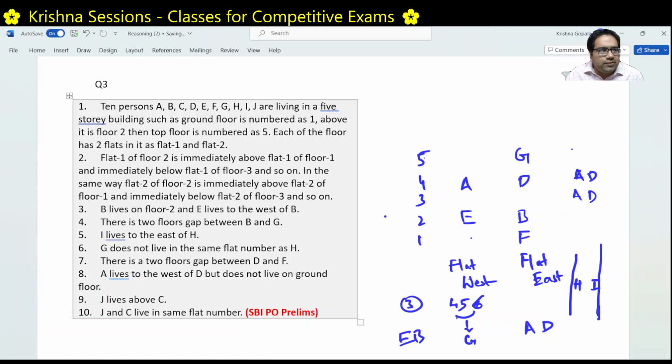Right. So this is what we are saying. We are taking conditions 7 and 8. With the 7 and 8 conditions we have derived where A is, where D is, and where F is. Because there has to be a two floor gap, A and D cannot sit on the third floor. If they sit on the third floor, a two floor gap with F is not possible. There is no space for F. So A and D have to sit on the fourth floor only.